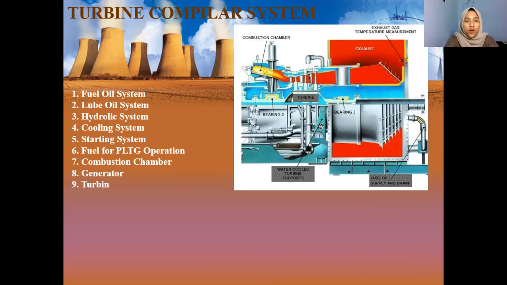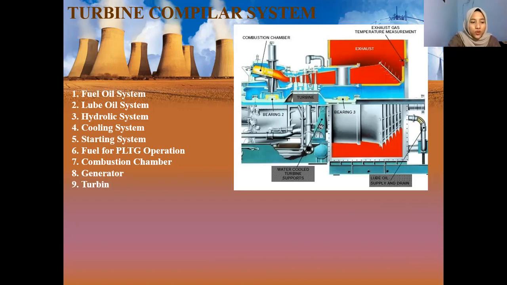Number 6, fuel for PLTG operation. The fuel used is in the form of diesel fuel, HSD or high-speed diesel, which is flowed from the tanker into the HSD fuel pump house, then pumped again with a fuel pump into the combustion chamber so as to produce gas turbine rotating energy.